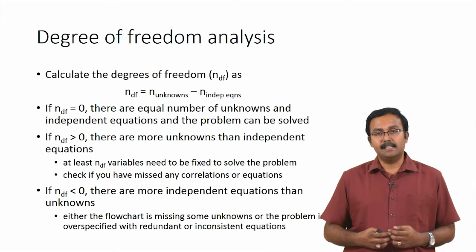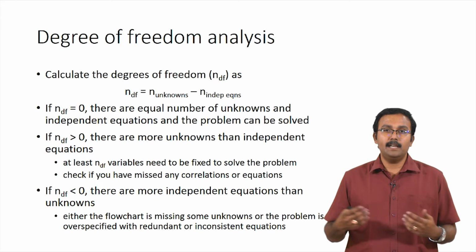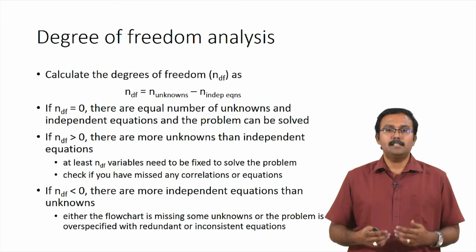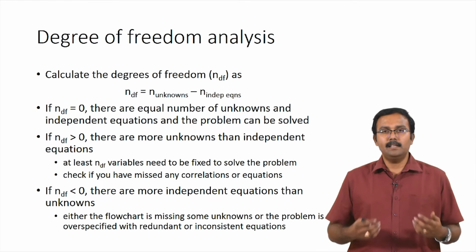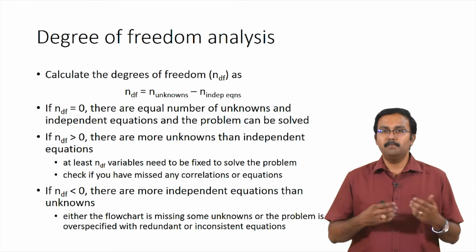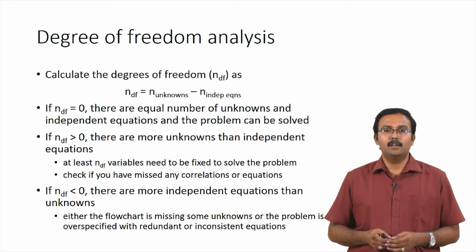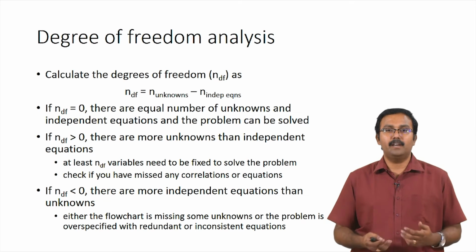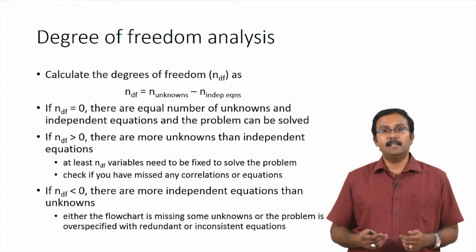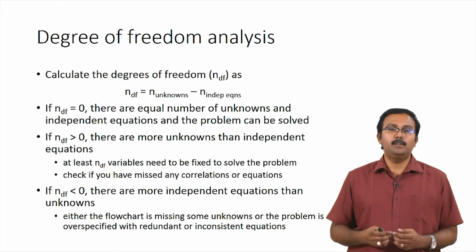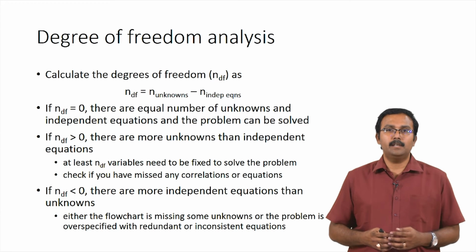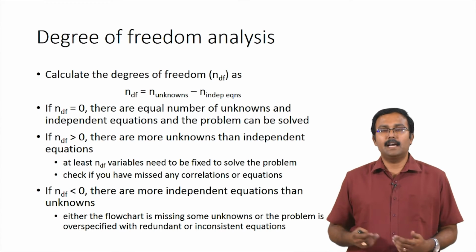If NDF is less than 0, then there are actually more independent equations than unknowns. Although this does not happen commonly, in some cases you would see this happening. This could either mean that some of the unknowns have been missed while preparing the flow chart, or it is also possible that the problem is over specified, which could mean either there are redundant equations and information provided to you, or it could also mean that there are inconsistent equations which will lead to confusion while solving the problem. So, performing this degree of freedom analysis can actually ensure that the problem you are working on is actually solvable.